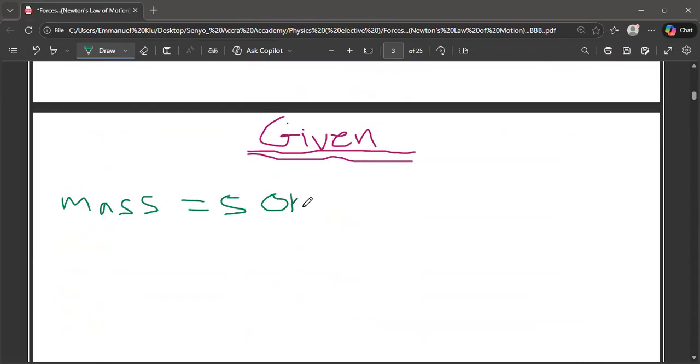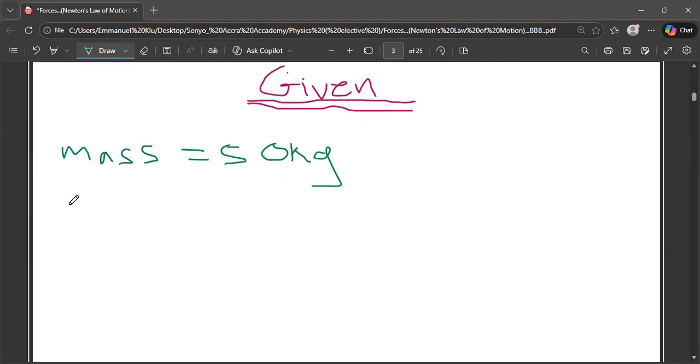50 kg is pushed with a force of 200 newton. So it is pushed with a force of 200 newton on a construction site in Accra, ignoring friction.